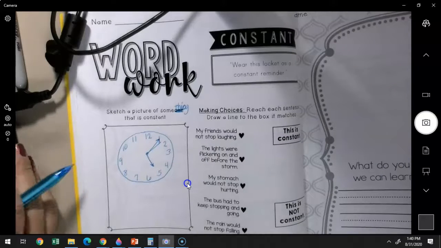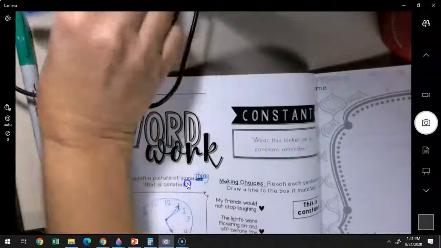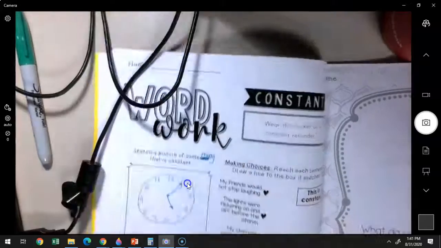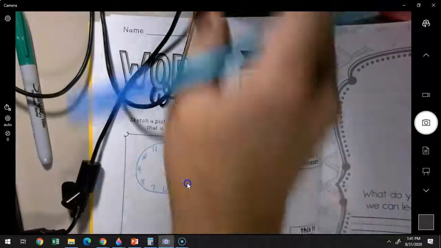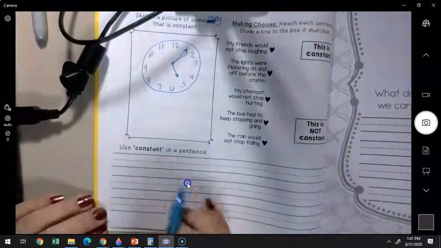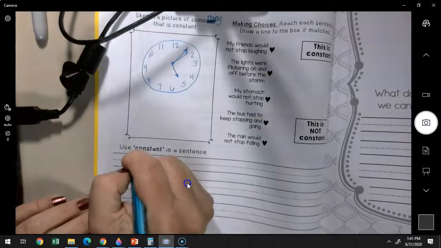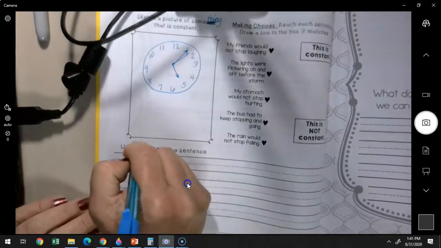So when you're done then, I want you to write your sentence using the word constant and using what you've sketched here. So I am going to write mine.